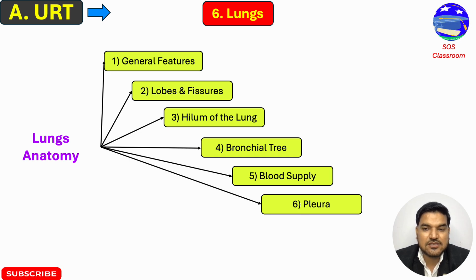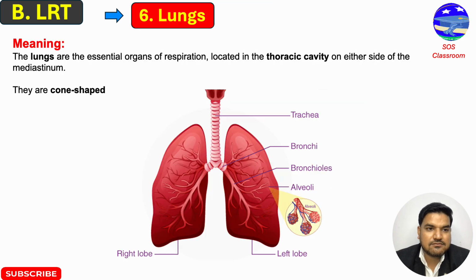So first of all, let's discuss the meaning of the lungs. You can see lungs are essential organs for respiration. We already know they're located in the thoracic cavity, on the right side and left side. The space between them is called the mediastinum, and in the mediastinum the heart is present. They are cone shaped. You can see these are the cone-shaped structures.